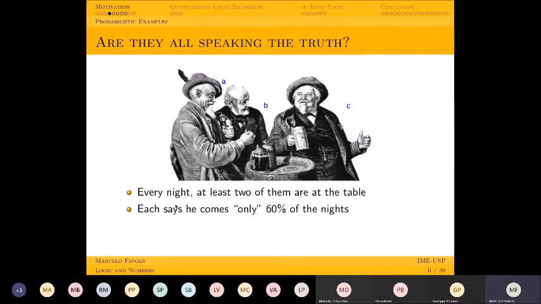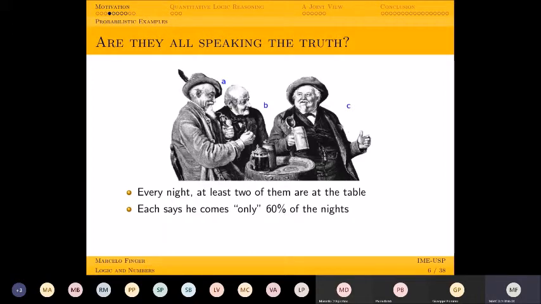Okay, so this is one way of combining a logical statement, that at least two out of three of them are present every night, with each of them saying, oh no, only 60%. So there you see a probability, or at least some number, in here. Can they all be telling the truth? Does there exist a model for the situation? And well, this is not a very serious presentation of the problem.